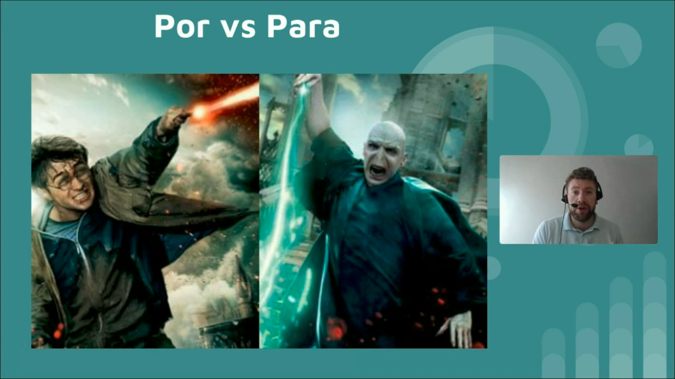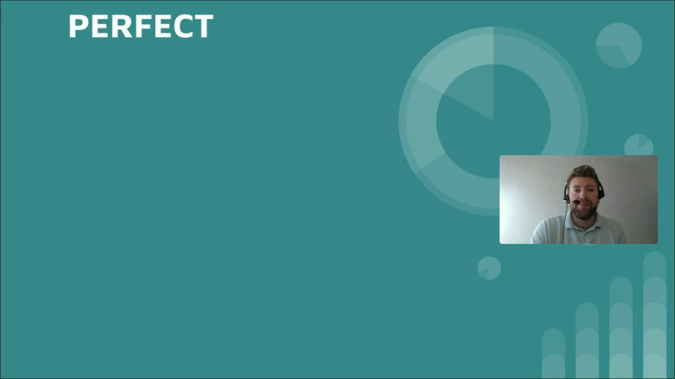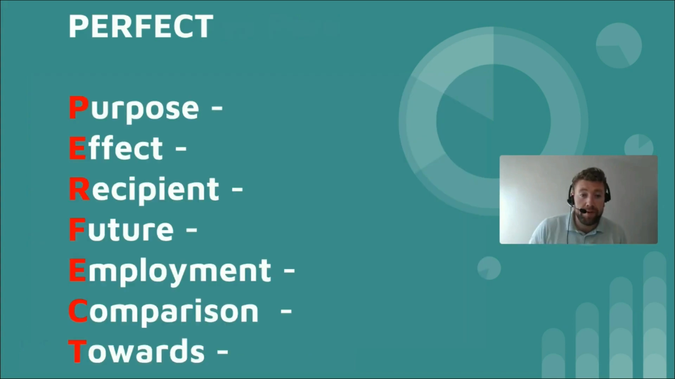So what I'm going to do in this video is, because there are fewer uses for para, show you when you can use para. And generally, if it doesn't fall into those categories, then you can use por. So let's get started. To do this, we'll use the acronym PERFECT. This stands for Purpose, Effect, Recipient, Future, Employment, Comparison, Towards. In these situations, if the sentence falls into one of these categories, then you use para.